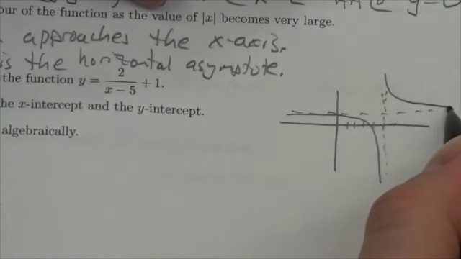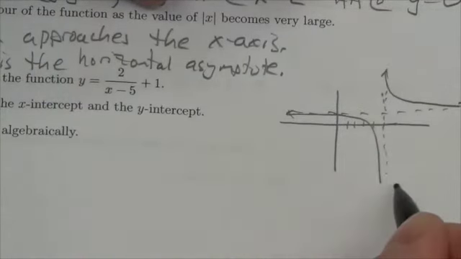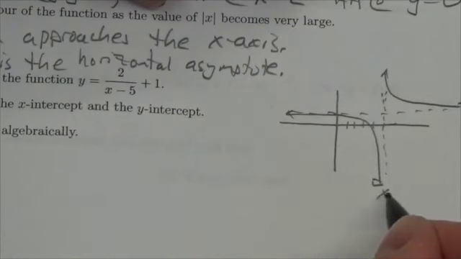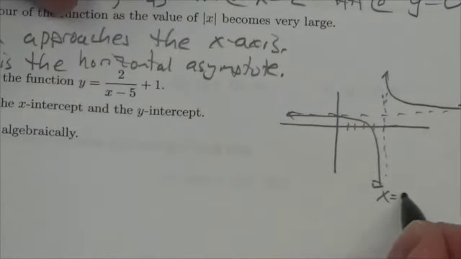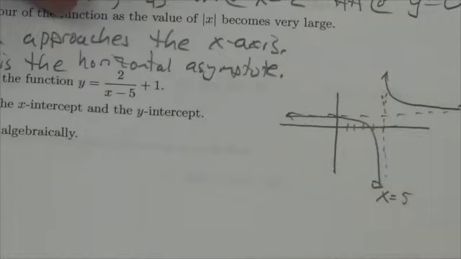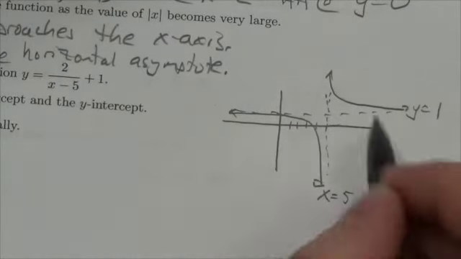I'm leaving out a little bit of the detail here. Again, this is x equals 5, and over here this is y equals 1. There's my graph.